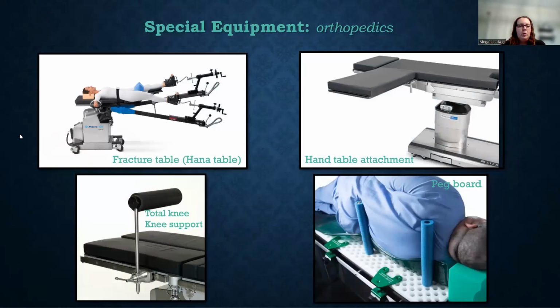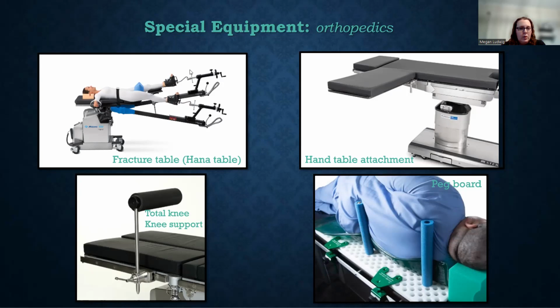So we talked about the normal OR bed. Well, here's your normal bed, but this is a very different type of bed. When you get into orthopedics especially, they have a lot of different pieces of equipment. This thing looks like something straight out of a torture device if you were just looking at it, but it is usually used to work on the lower extremities. It's called a Hana table or a fracture table, used to fix fractures, usually in the femur or lower leg.